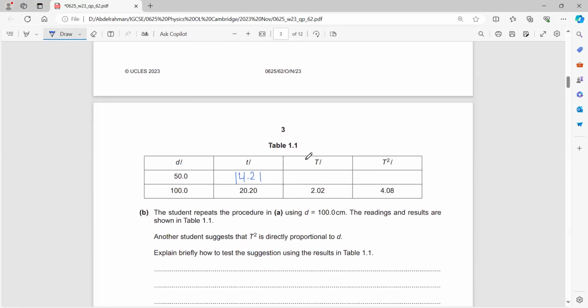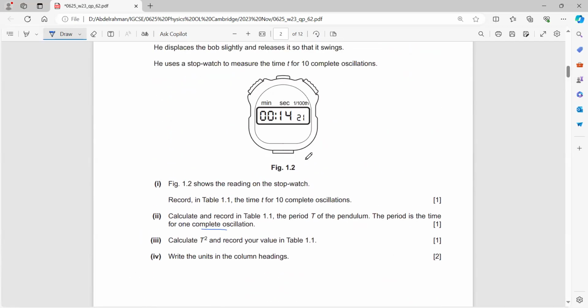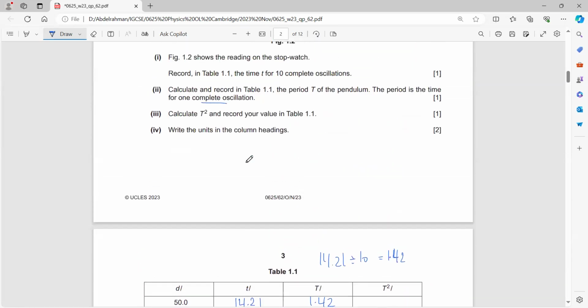How do we write the capital T? Should I measure, say, 20 oscillations and then divide? Here he took the measurement for 10 oscillations already. This is the time for 10 oscillations. So 14.21 divided by 10. 14.21 divided by 10 will be 1.42 only. It's as easy as that.